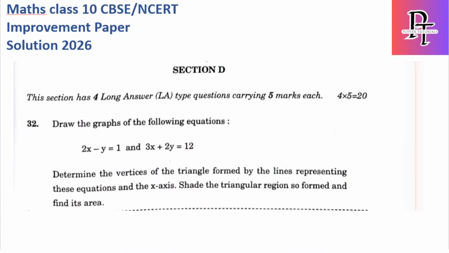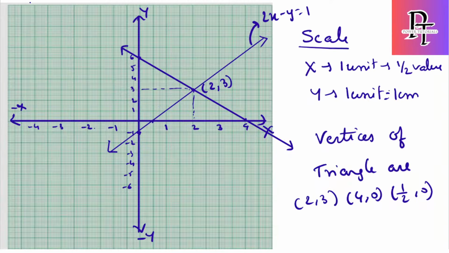Next, what they are asking: shade the triangular region so found and find its area. So we have to shade it. I'll use another color here because I have multiple colors. So let's shade this. This is the triangle they are asking about. In your case, you should shade it with pencil, with lines like this. Okay, this is the triangle.